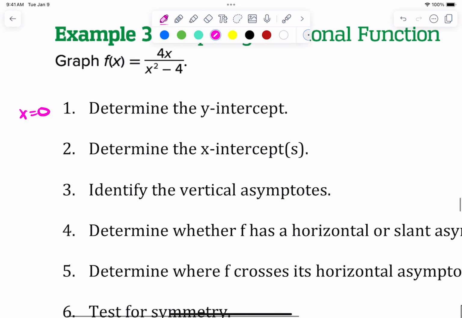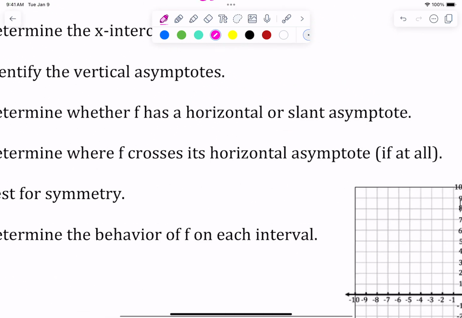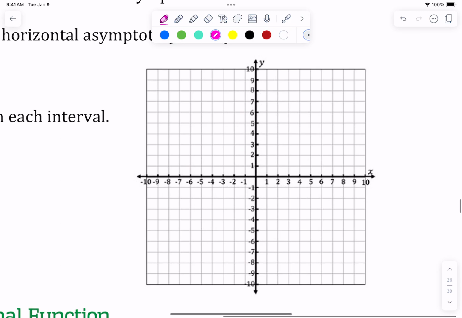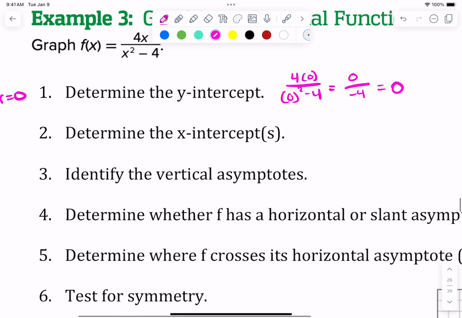Determine the y-intercept, plug 0 in for x. So 4 times 0 over 0 squared minus 4. 4 times 0 is 0. 0 squared minus 4 is negative 4. 0 divided by negative 4 is 0. Okay, so my y-intercept is 0, right there.